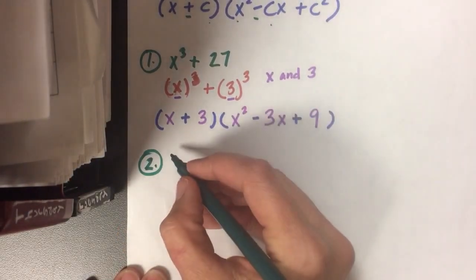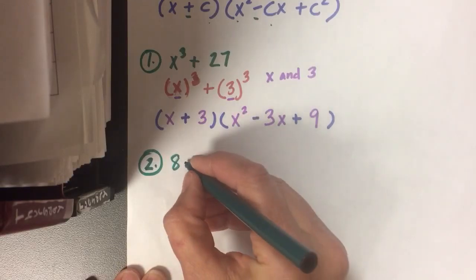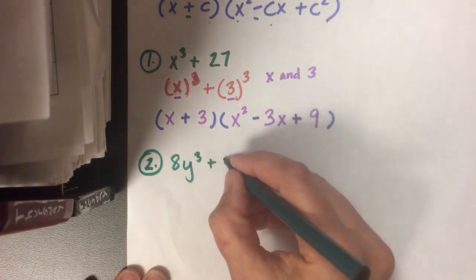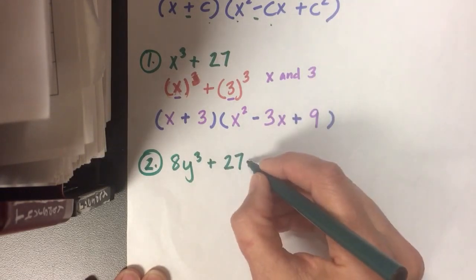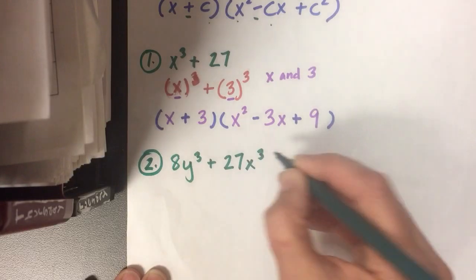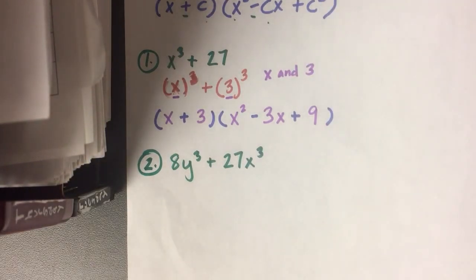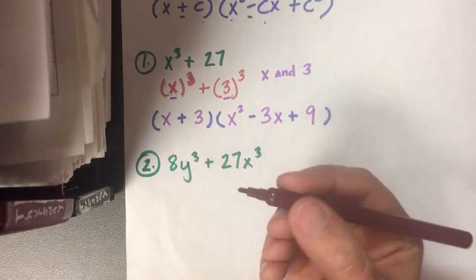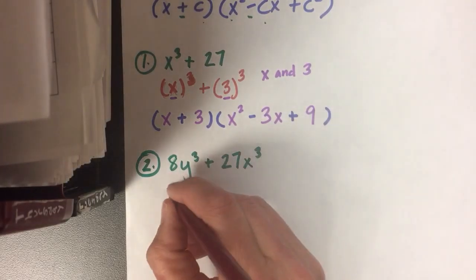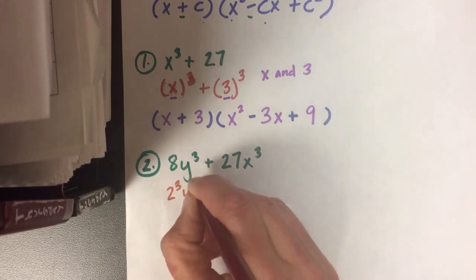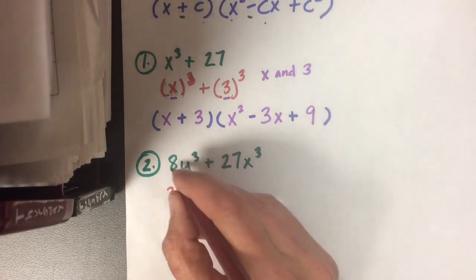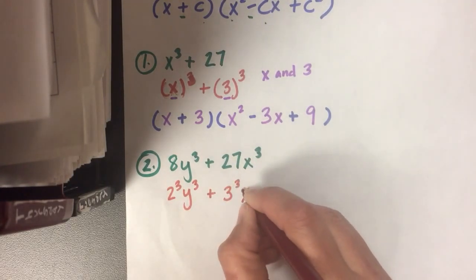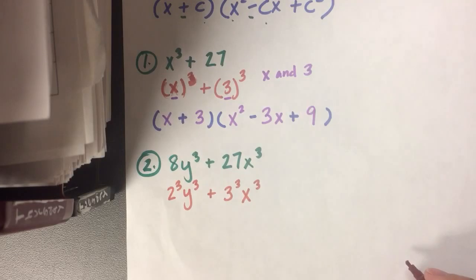So let's say I have 8y cubed plus 27x cubed. I want to do the same thing and identify what I'm exactly cubing here, what my two bases are. If I look at 8, 8 can actually be written as 2 cubed. So this is 2 cubed, y cubed. That is a perfect cube. 27 is also a perfect cube, so I can write that as 3 cubed, x cubed. We know that from the previous example.